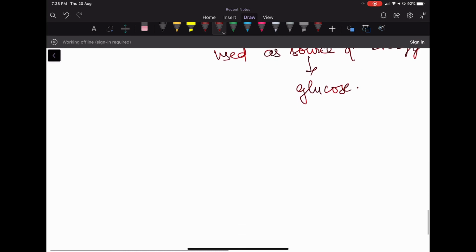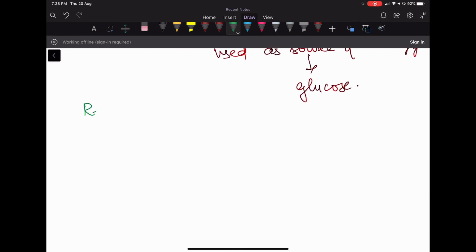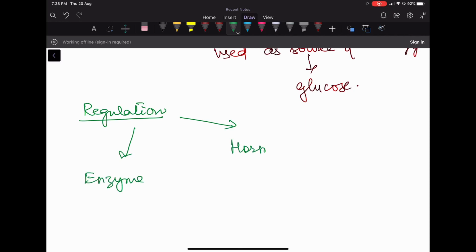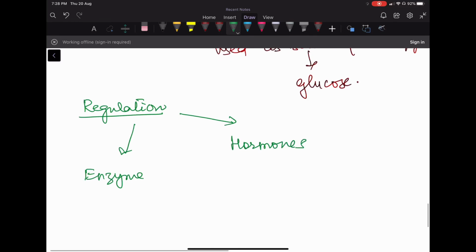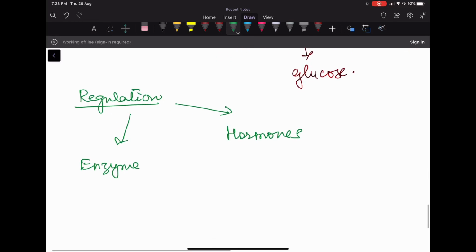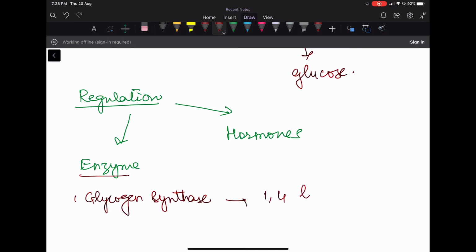Now the next topic is regulation. How is it regulated? Regulation of the cycle takes place by two things: one is the enzyme, and the other part is hormones. First I am discussing the enzyme required for this. The most important enzyme is glycogen synthase, which is responsible for 1,4 linkage and elongation.